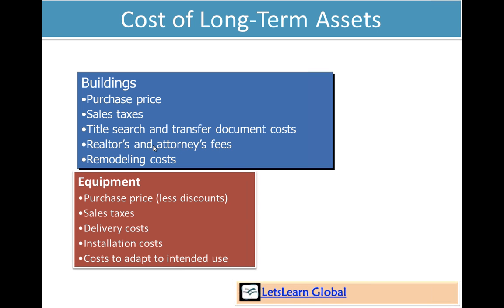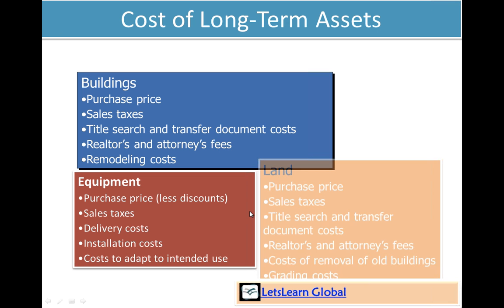Equipment, a plant, a machinery: the original cost of the asset, less any cash discounts allowed by the supplier, plus sales taxes, plus transportation charges, installation charges, and of course there will be some training charges. Cost to adapt the asset to its intended use means training costs. The supplier or a third party will provide you training services for which you need to pay some amount.